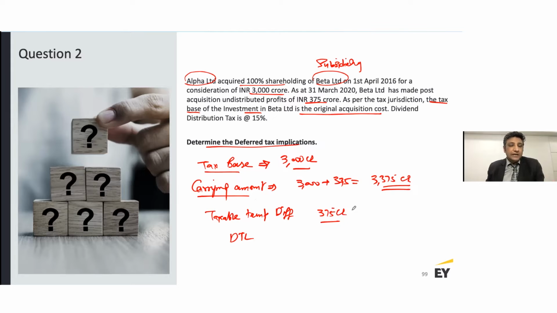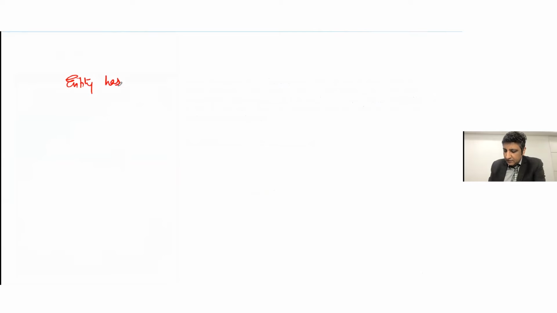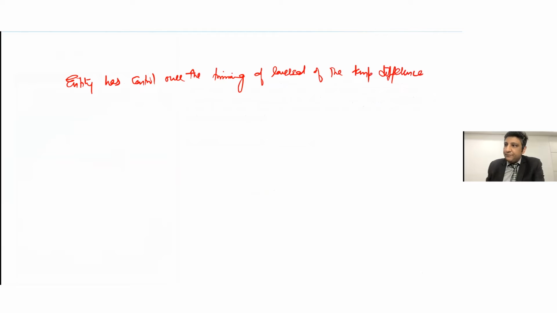But now you would need to remember the exception to the rule of the deferred tax liability recognition, right? The exception says that where the entity has control over the timing of reversal of the temporary difference, right? Alpha being a parent company can control when Beta should pay that dividend.